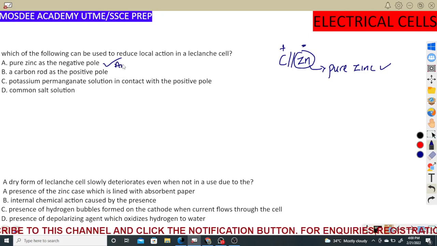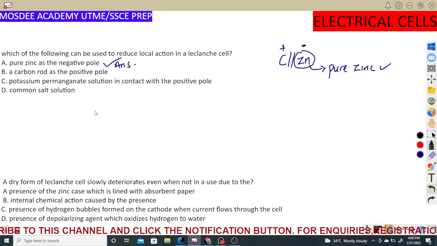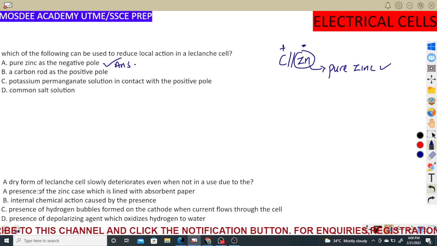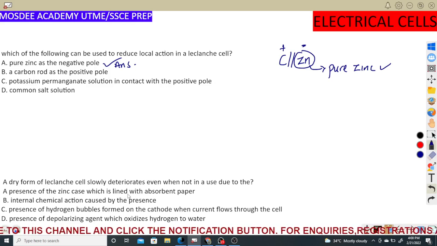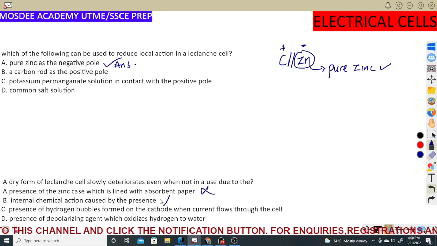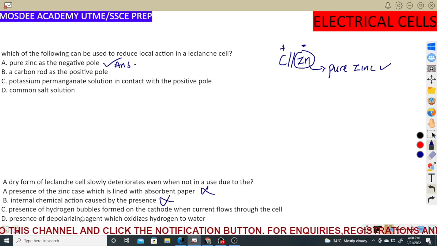So the answer to this is this. I don't need to read any other option. We are almost there. A dry form of electrolyte slowly deteriorates even when not in use due to the presence of zinc case, which is in line with absorbent paper, nothing like that. Internal chemical action caused by the presence, nothing like that. Presence of hydrogen bubble formed at the cathode. Where is the hydrogen bubble formed? Is it at the cathode?